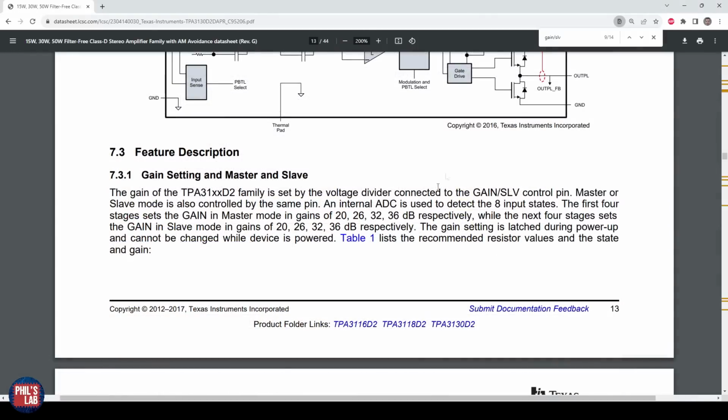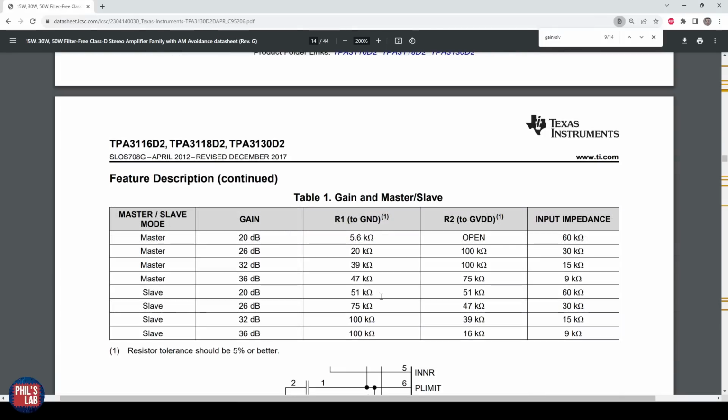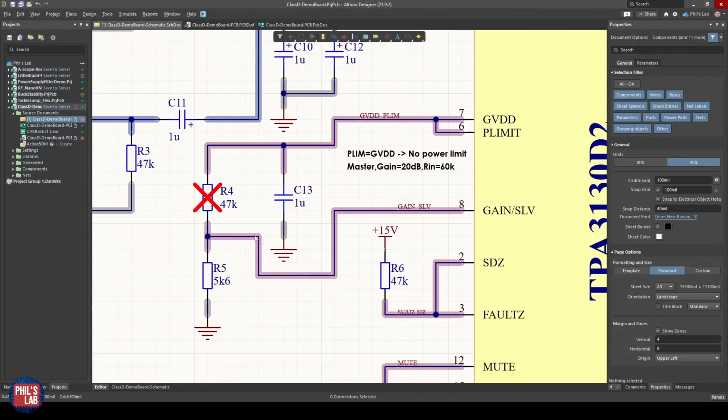To figure out what the resistor divider values need to be, we can go to section 7.3.1, the gain setting in master slave mode. Depending on what mode you want, master or slave, again, if you have maybe more of these devices and are using the synchronization feature, which we aren't in this design, you might want to set one as master and one as slave. In this case, we're just setting it as master. I've set it to a gain of 20 dB, so again, 1 volt input gives 10 volts output, which means we want a 5.6 kilo ohm resistor to ground, and we want to have an open for R2, so placing no resistor to GVDD. And that's exactly what we have here.